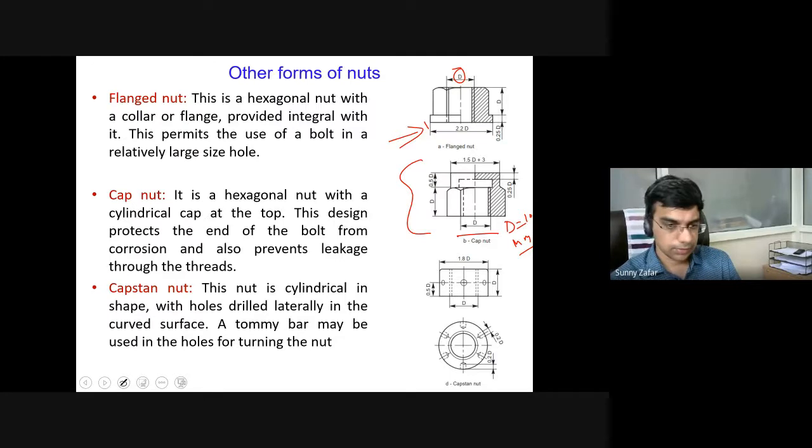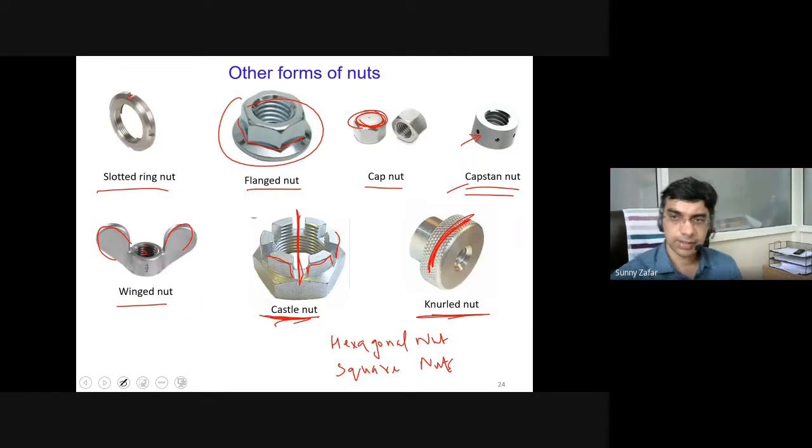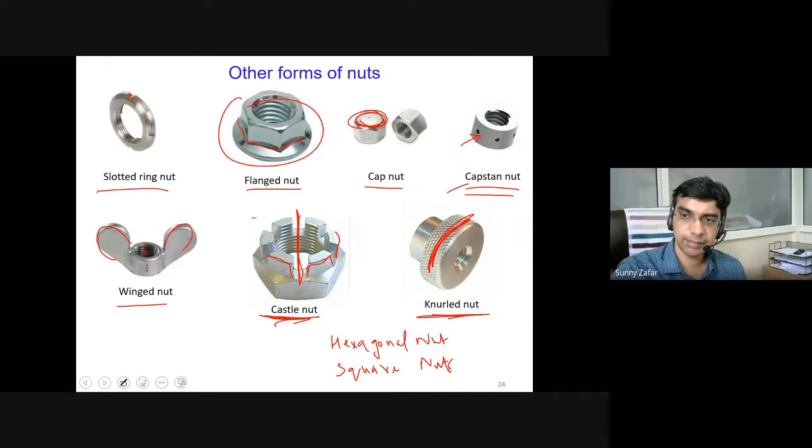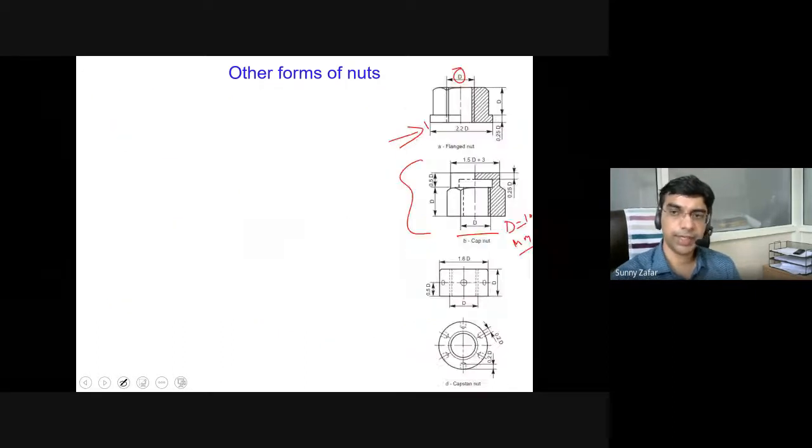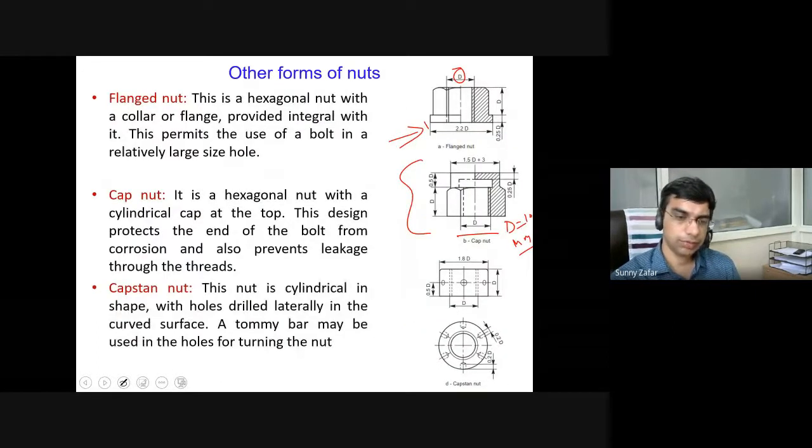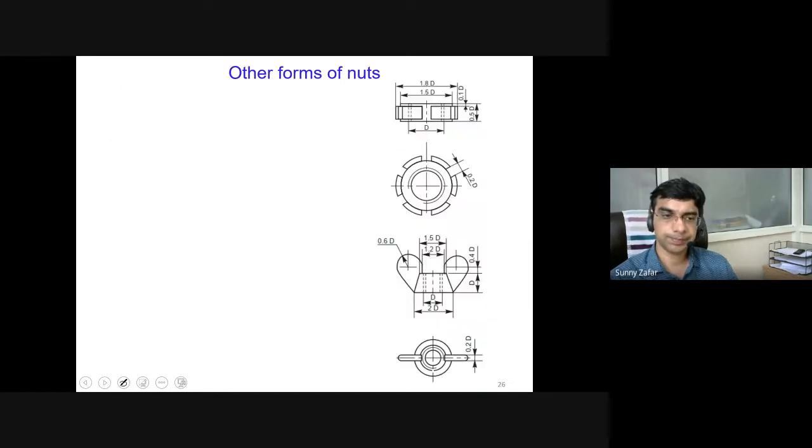Next, the capstan nut. As I already mentioned, it has peripheral holes here, which are used for tightening it up. These are used when you cannot accommodate the bolt head, and using a Tommy bar, you can tighten or untighten it. These are the two views: the side view and the top view, where you can see the holes, and again all the dimensions are with respect to D, the nominal diameter of the bolt.